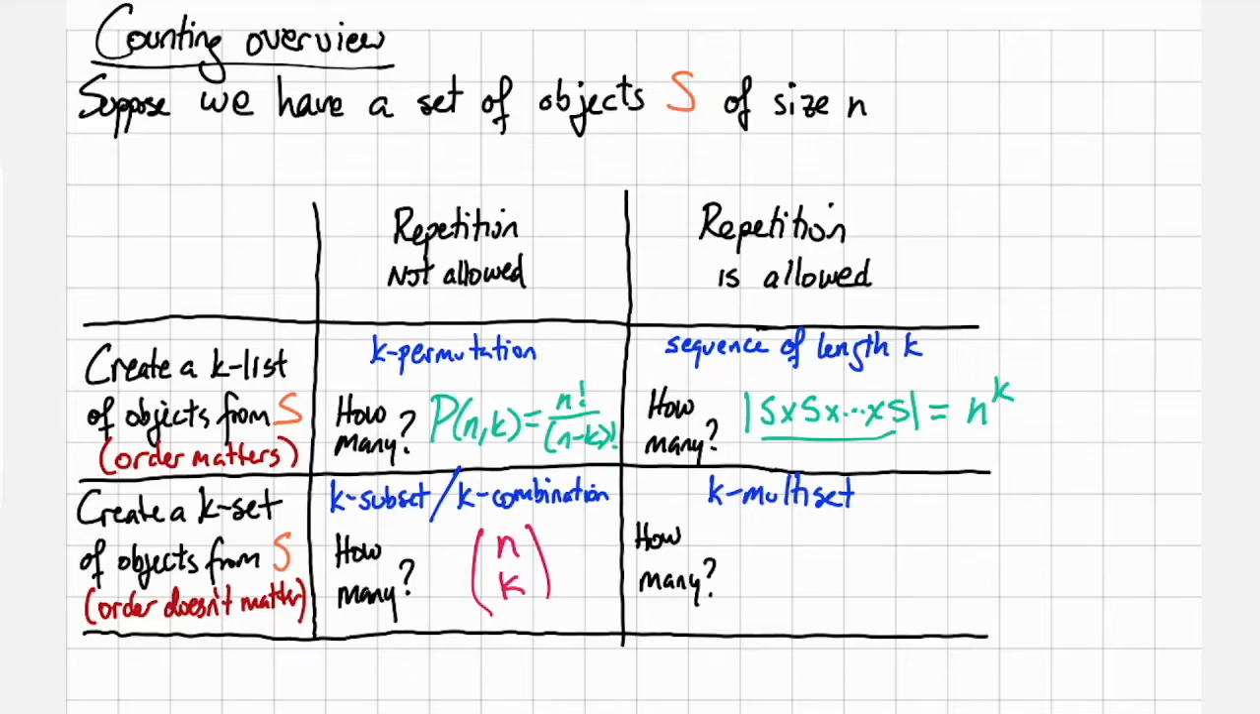Let's go back to the chart that we have about counting lists and sets of objects from a set of size n. Most recently, we've been talking about k combinations from the set of n objects, and the number of ways to count those was n choose k. And in the video you just watched, we were investigating k multisets, which is a way to create a k set of objects from S where repetition is allowed, and we learned that the number of k multisets from a set of size n is n multi-choose k.